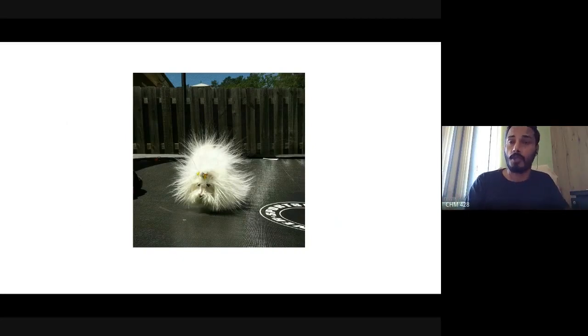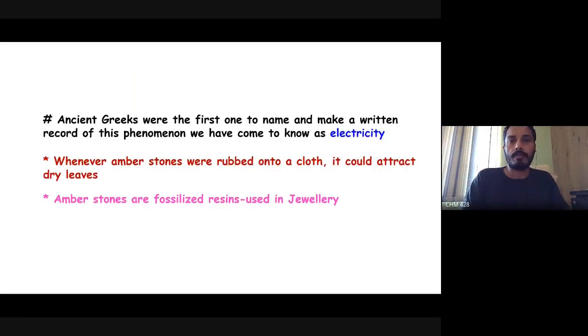Ancient Greeks were the first ones who named and made a written record of this phenomenon we have come to know as electricity. They observed this phenomenon of static electricity 2000 years back. They observed that whenever they rubbed an amber stone onto a cloth, it could attract dry leaves.